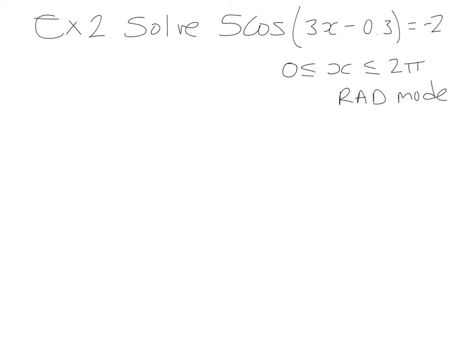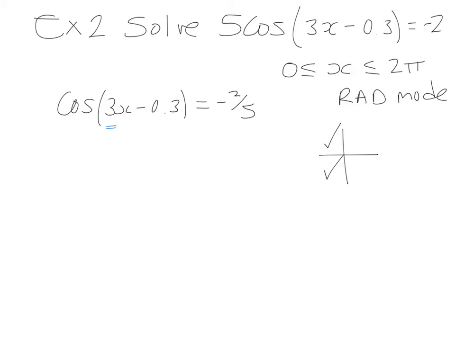Right, so we're going to divide by the 5 to give us cos(3x minus 0.3) equal to minus 2 over 5. So our cos function is negative. So we're interested in the quadrants where cos is negative, and that's going to be the second and the third quadrants. We also hopefully can see that we have 3 waves, and we also have a phase shift. So we have 3 waves, meaning 6 solutions.